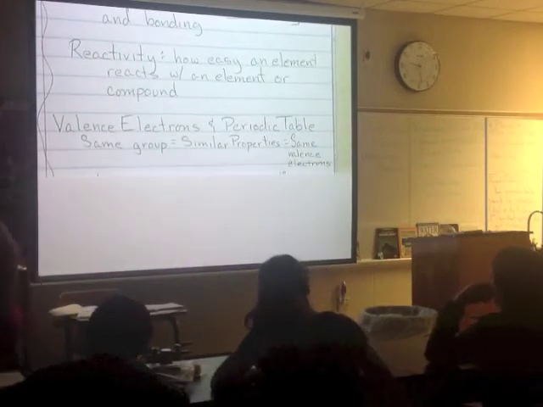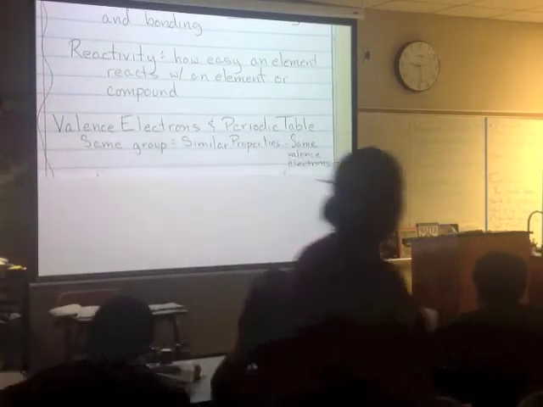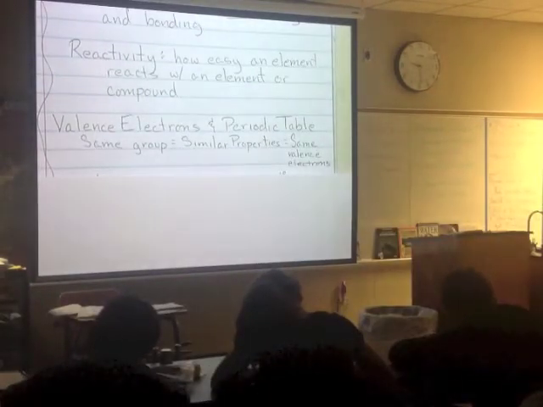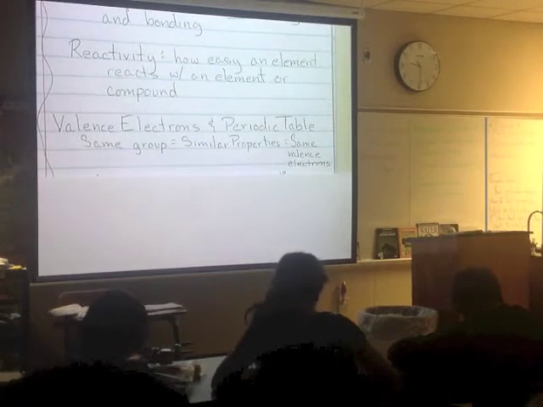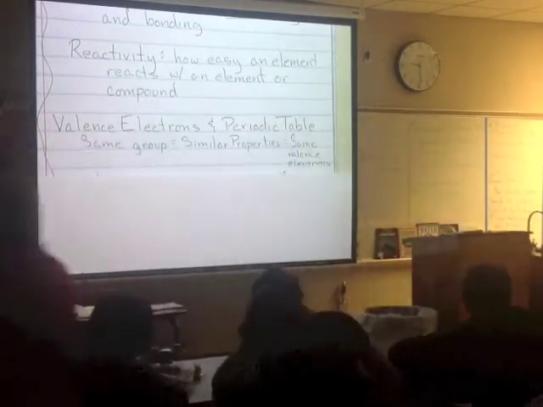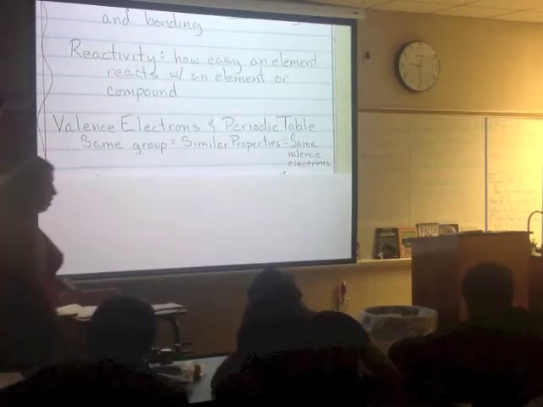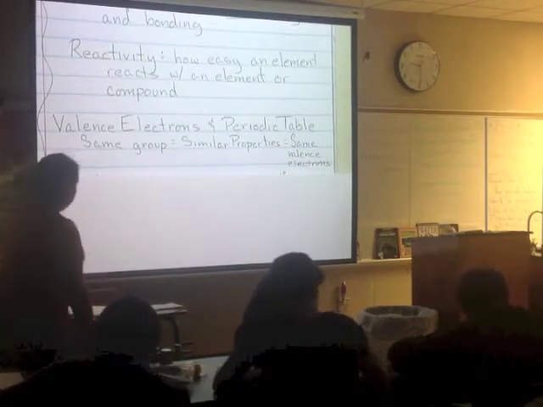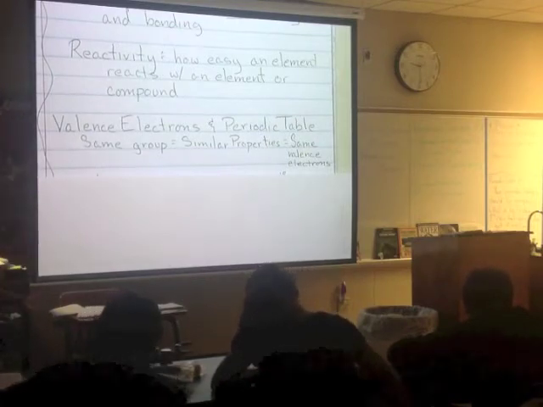When we talked about the periodic table, we said that elements within the same group have similar properties. Remember that periodic table of fabric? It was the same color going down because it was in the same group. They have similar properties because they have the same number of valence electrons. So the valence electrons are responsible for the properties of an element, and those chemical properties determine how they react.